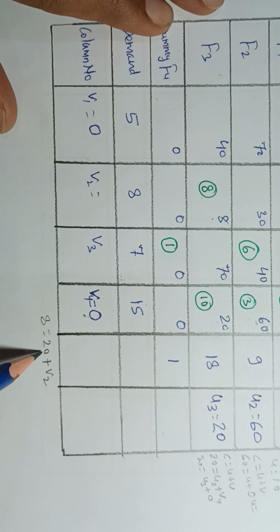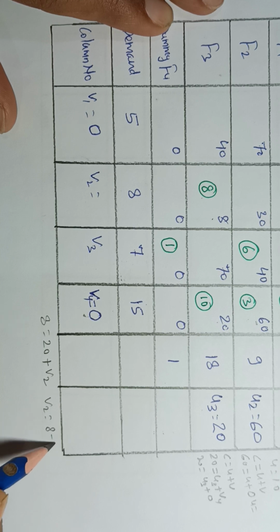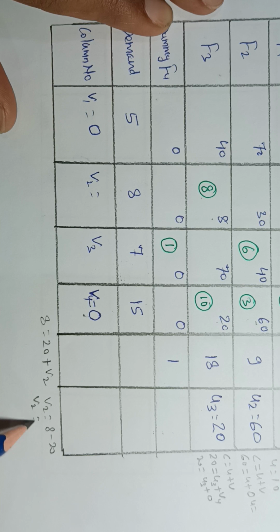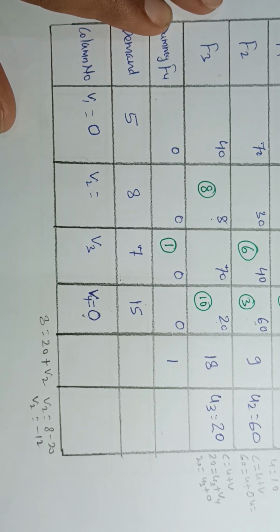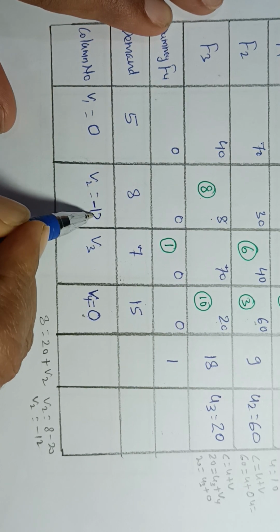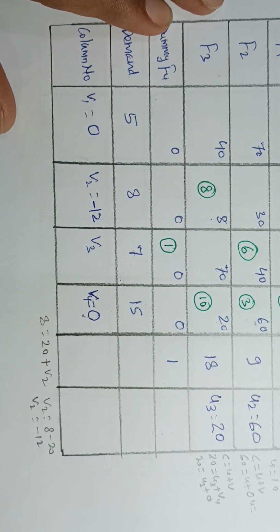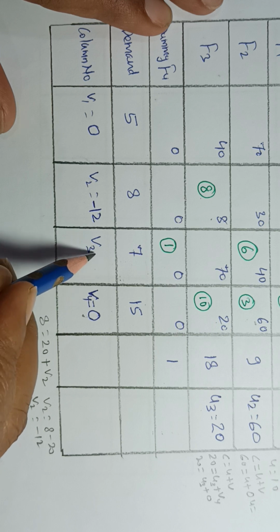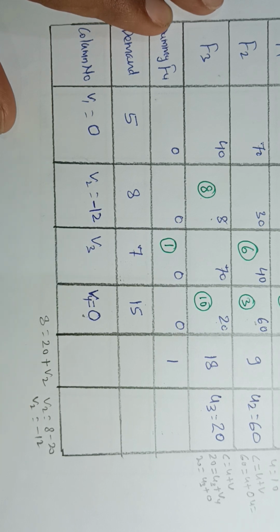So here 20 will go here, it will be minus. So V2 equal to 8 minus 20. So we will have the value of V2 equal to minus 12. Here the value of V2 will become minus 12. Like this we can calculate the value of V3.